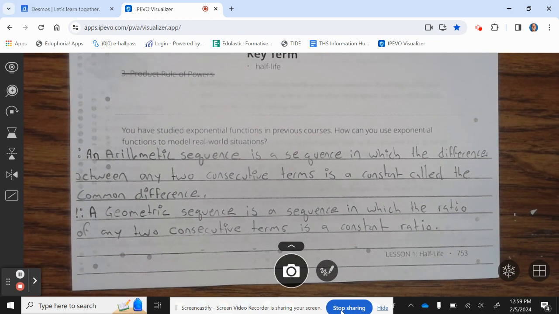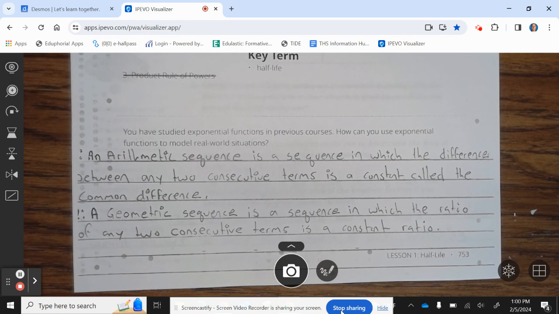1. An arithmetic sequence is a sequence in which the difference between any two consecutive terms is a constant called the common difference. 2. A geometric sequence is a sequence in which the ratio of any two consecutive terms is a constant ratio. All right, go ahead and complete that. Let's take a look at the next page.